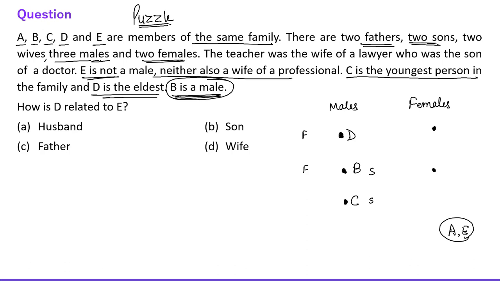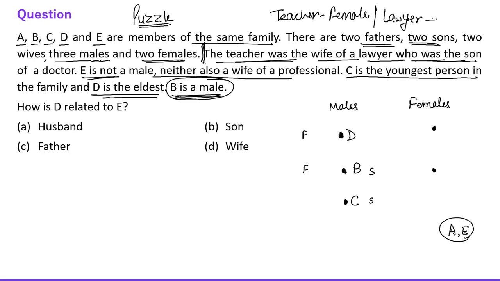The teacher was the wife of a lawyer who was the son of a doctor. Teacher is the wife, so teacher is female, right? And lawyer is the son of a doctor. Lawyer is the son. Son means male, right? So teacher is female and lawyer is male. So teacher is the wife of the lawyer who was the son of a doctor.